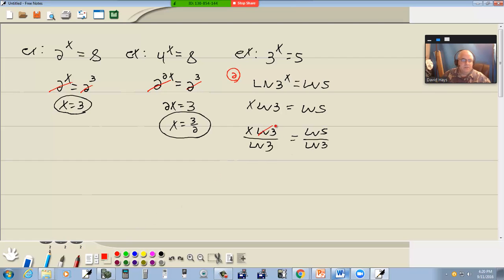Now when we do that, those natural log of 3's cancel. And we got x is equal to natural log of 5 over natural log of 3. Now if they wanted us to find the decimal approximation, I'd plug that in my calculator. Nothing exciting there. You push your ln button, 5, close parentheses, divide by ln 3, then close parentheses. Let me clear that off.